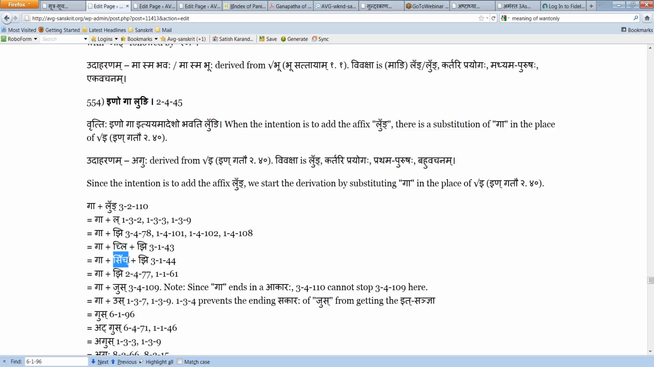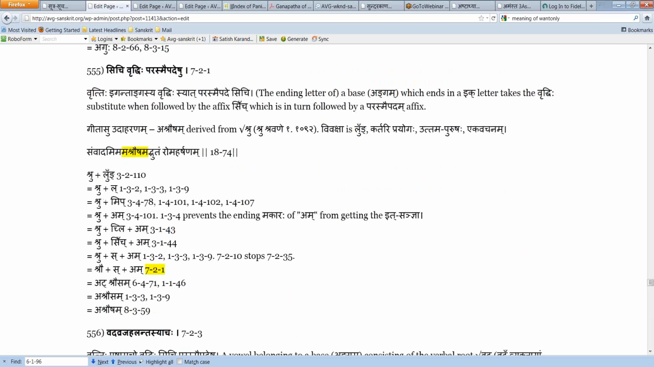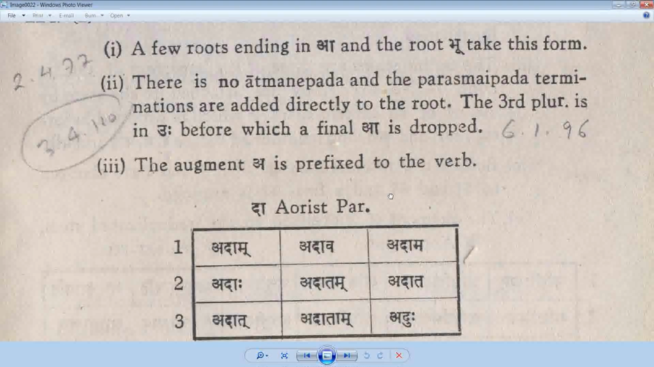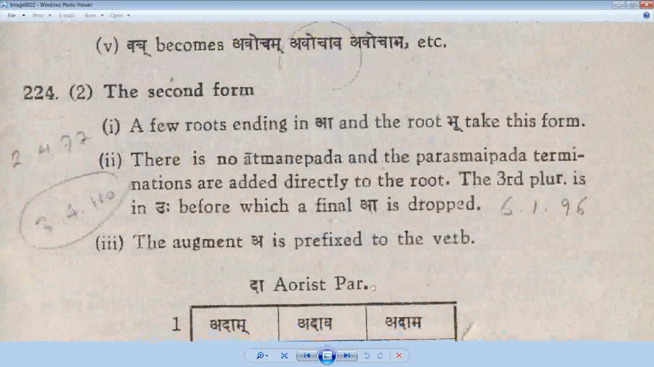So we bring in sich by chile sich, then apply the look, and then by pratyaya lope pratyaya lakshanam sich is still there. Then we apply 34109 with the permission of 34110. And yes, so we get the form. So anyway, that is where we were in the book. We were on page 157, and this is the form aduhu.